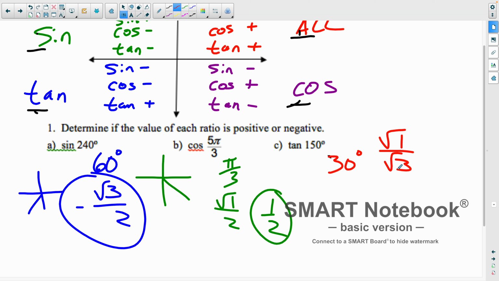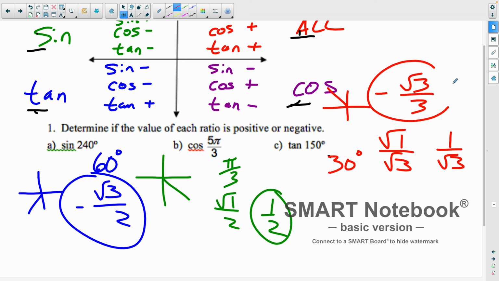All right. This is the tricky one because we have a radical in the denominator. So I have to fix it. So square root of 3 over 3. So that's my answer. Have to double check whether it's positive or negative. Where is 150 located? Second. What do I know about the tangent there? It's negative. And if I look at that line, it has a negative slope. So I have that there. Okay? Everybody good there?